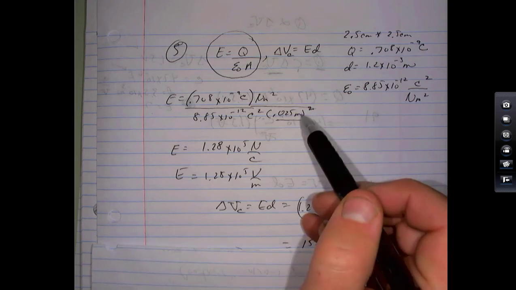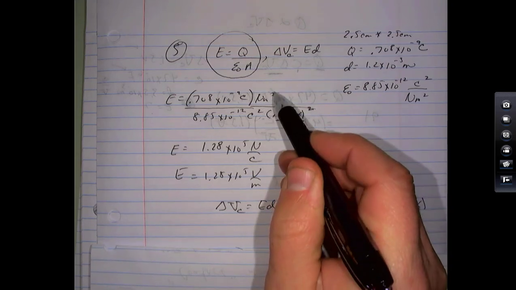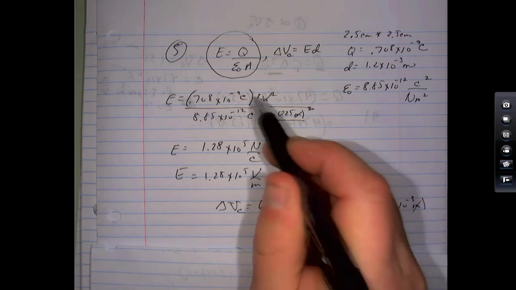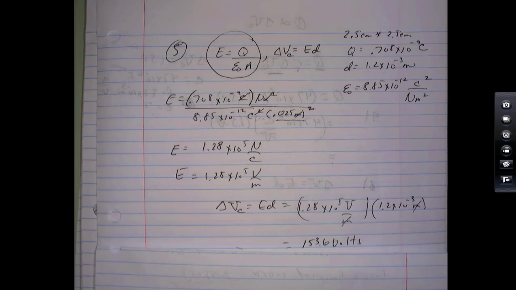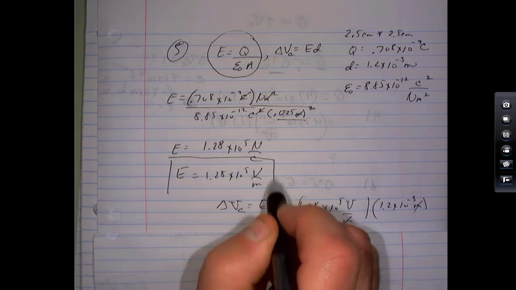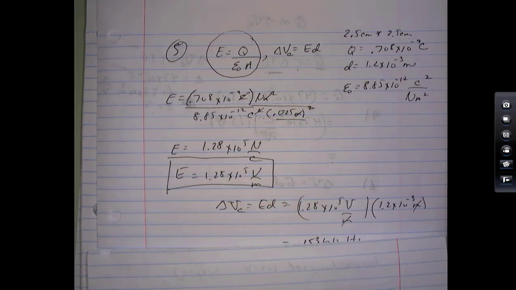You see, as far as the units go, the meters squared cancels out. One of the coulombs cancels out, and we're left with newtons per coulomb. Be careful, you might have different numbers than I have. And a newton per coulomb, as you saw from the chapter 20 notes, is the same thing as a volt per meter. That's the electric field strength.